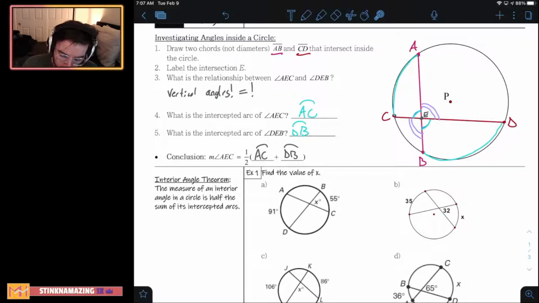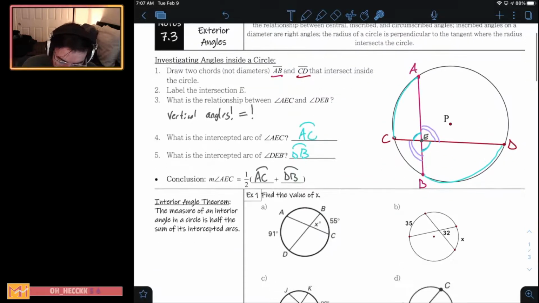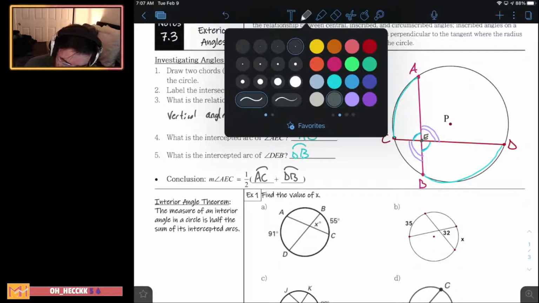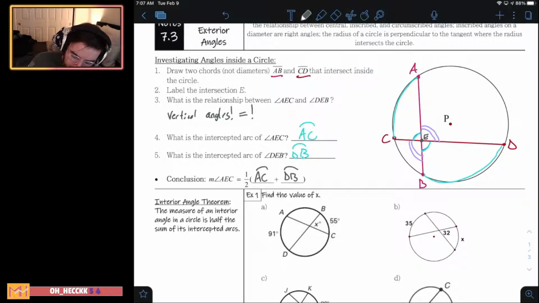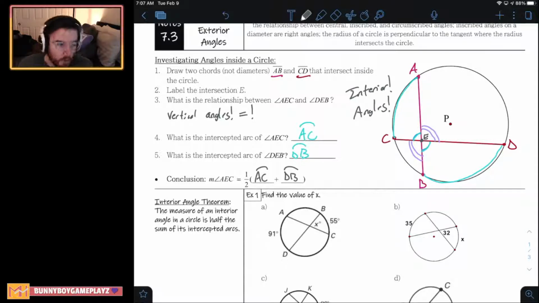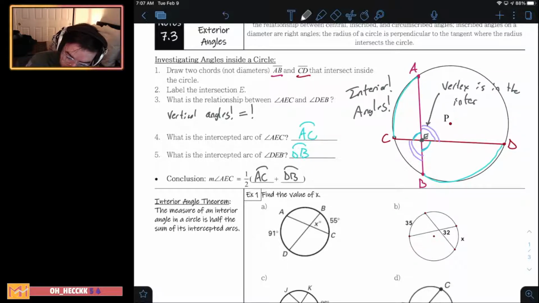By the way, we didn't even state what this is. Let's state what this is. We just created interior angles. Why is this an interior angle? Because the vertex is in the interior of the circle. It's not at the center.